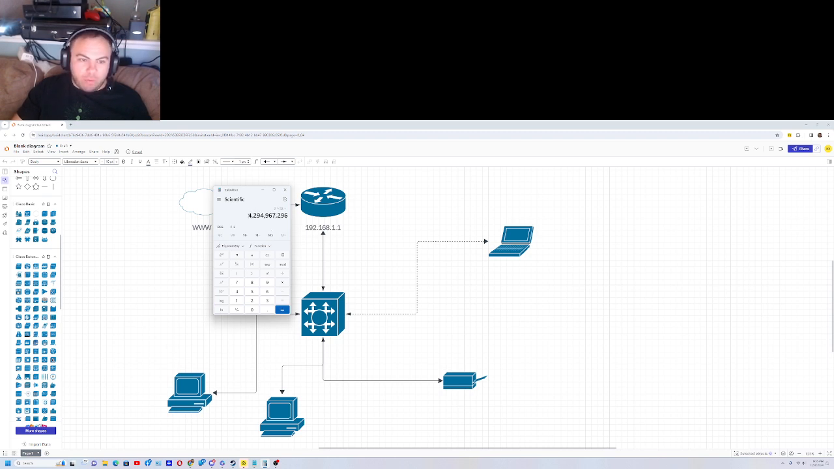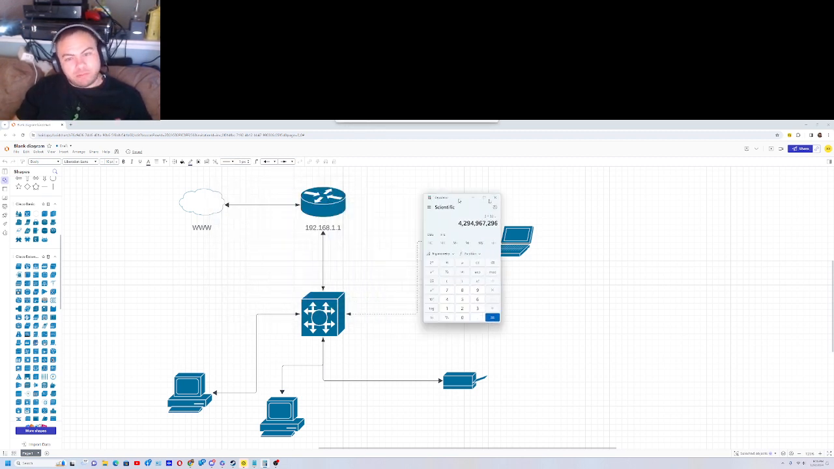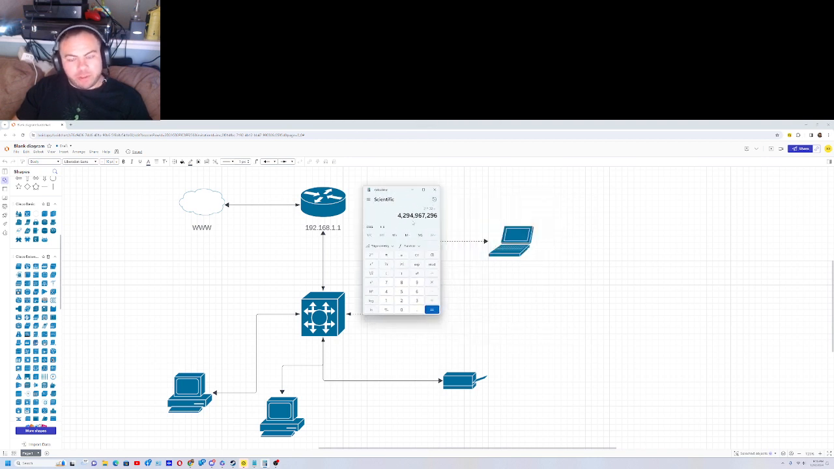We only have 4,294,967,296, and that is ranging from 0.0.0.0 all the way up to 255.255.255.255. Okay. So honestly, this is this big range. It didn't always exist. There used to be what was called classful IP addresses, and classful IP addresses ranged from A to F. And this was in the beginning.